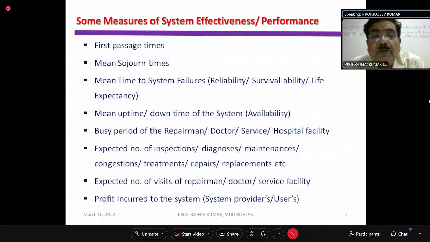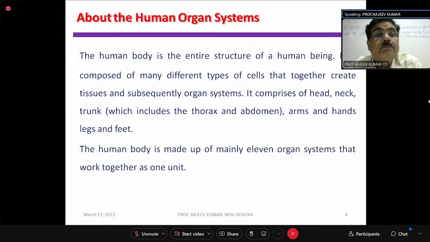The measures of system effectiveness or performance, whether related to organ systems or any medical science or biomedical systems, have almost common terms. You see, first passage time, mean sojourn time, that is useful for us. Reliability, survival, illnesses, survivability, life expectancy, availability. That depends on whether it is a living system or a non-living system. Accordingly, we can have these terms, and we may be interested in these measures.